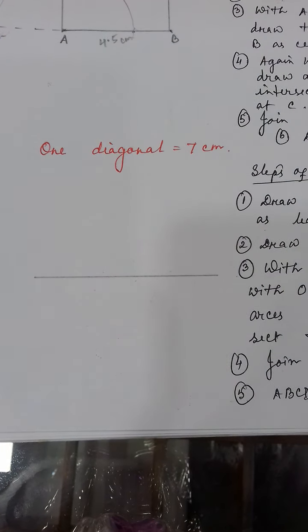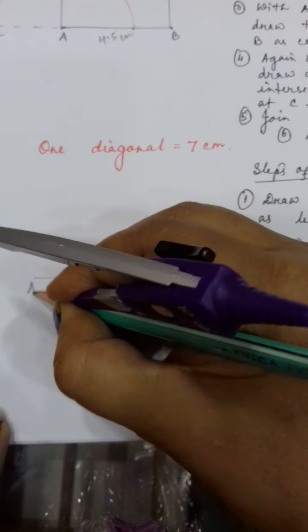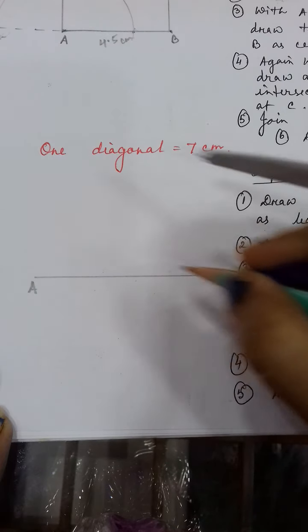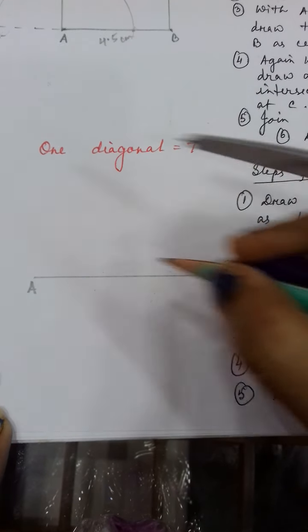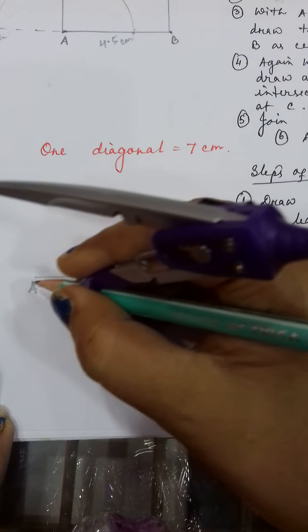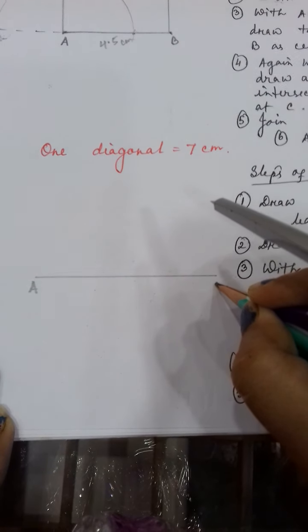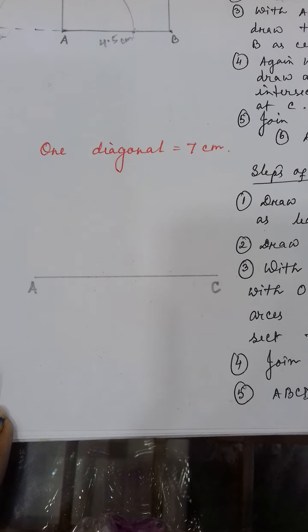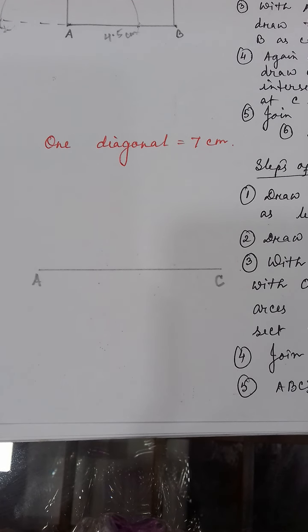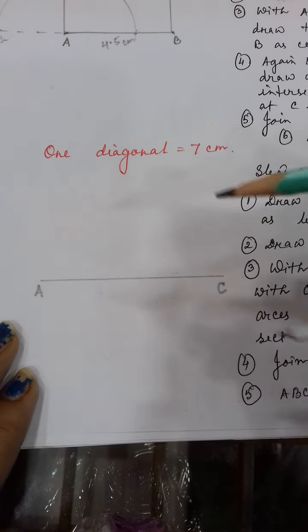Got it? As it is square ABCD, this one is the diagonal. So don't write AB here. The diagonal will be either AC or BD. Clear? Either AC or BD. So this baseline name will be AC. You can give AC, or you can write BD also. Not AB, as it is a diagonal.